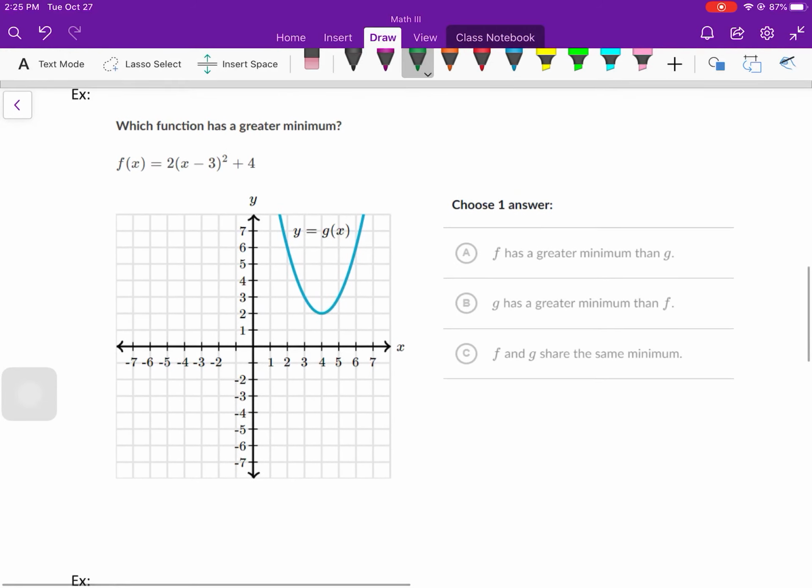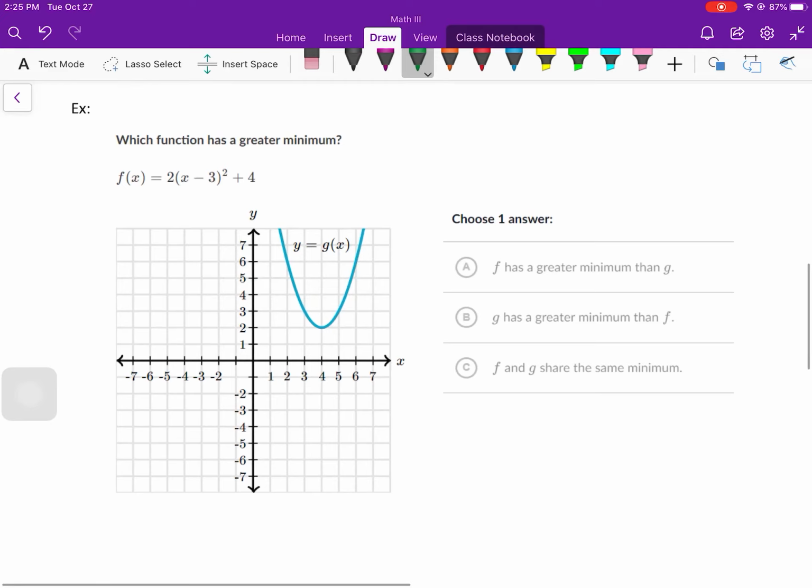Which function has a greater minimum? So here, vertex form, we know it's going to go to the right 3 and up 4. So this one has a minimum of 4. Okay, so that's the algebra.